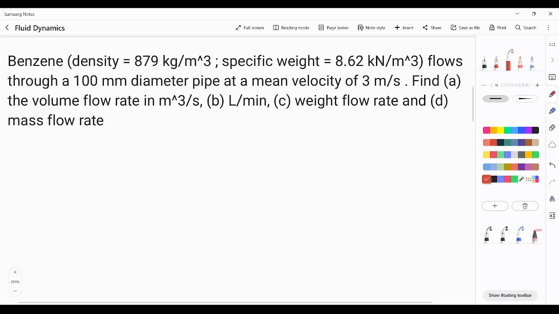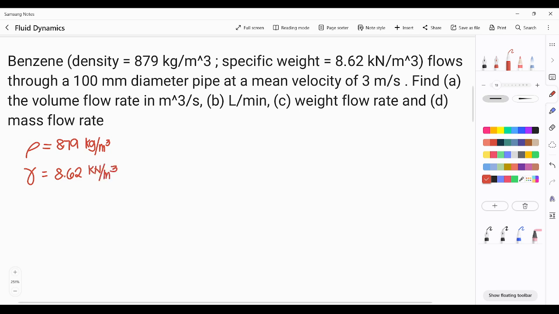So this problem is pretty basic. We're asked to find four things: the volume flow rate in cubic meters per second, the liters per minute, the weight flow rate, and the mass flow rate. So let's first write what we are given. We have the fluid benzene with a density of 879 kilogram per cubic meters. The specific weight is equal to 8.62 kilonewtons per cubic meter.